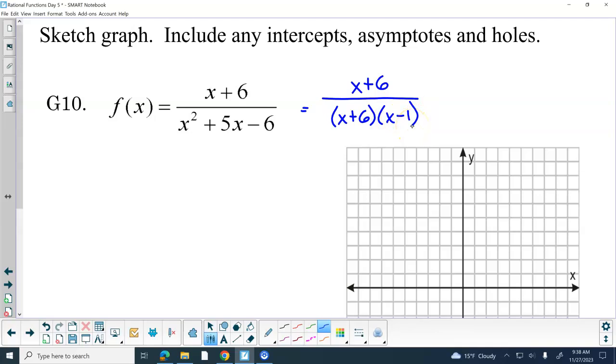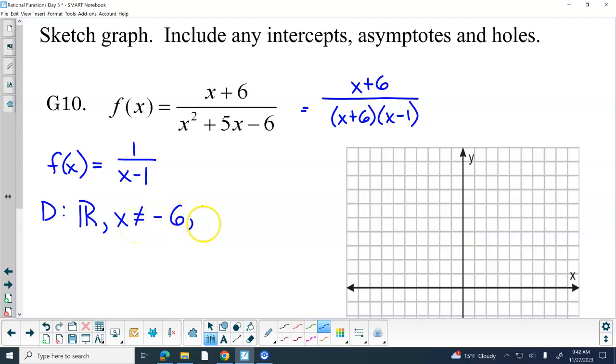Do I have a common factor? Yes. What is it? X plus 6. So my new function is going to be what? Okay. So with that being said, you graph that one and find me all of our stuff. All right. So our domain is going to be all real numbers, but x cannot equal -6 or +1. Because I go back to my original equation for that.